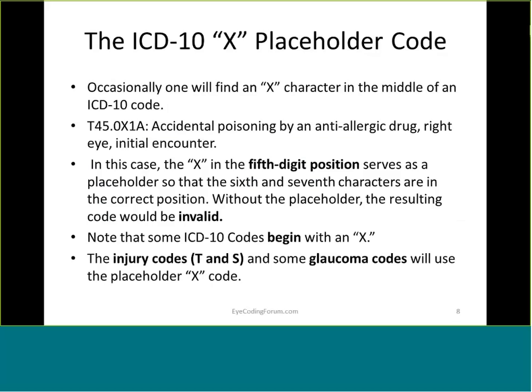The X placeholder code we mentioned, this is something that's used in a code so that the last digit appears in the 7th position. So in our case study here, we have T45.0X1A. This is an accidental poisoning by an anti-allergic drug, right eye, initial encounter. So the X is in the 5th digit. Without the placeholder, the resulting code would be invalid. Now, these will appear in injury codes. Also, in some glaucoma codes, we'll also use the placeholder X code. So this is an important new ICD-10 concept.